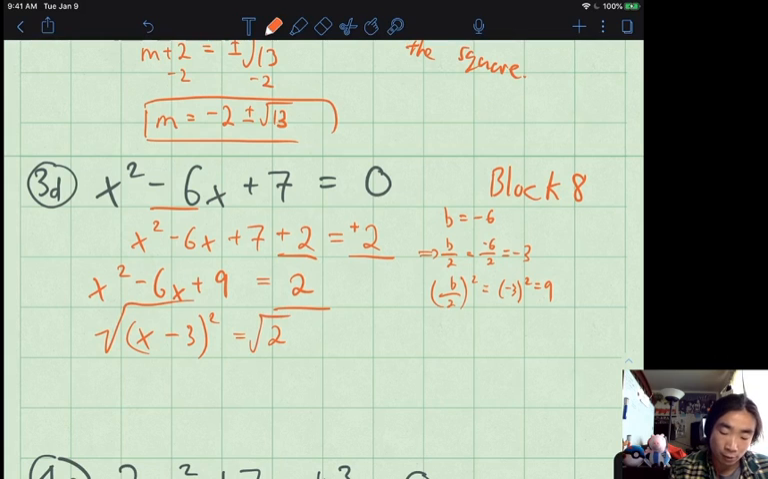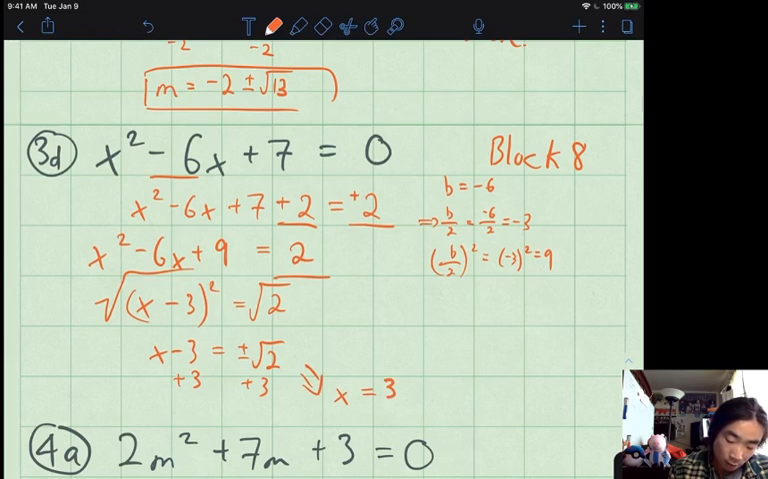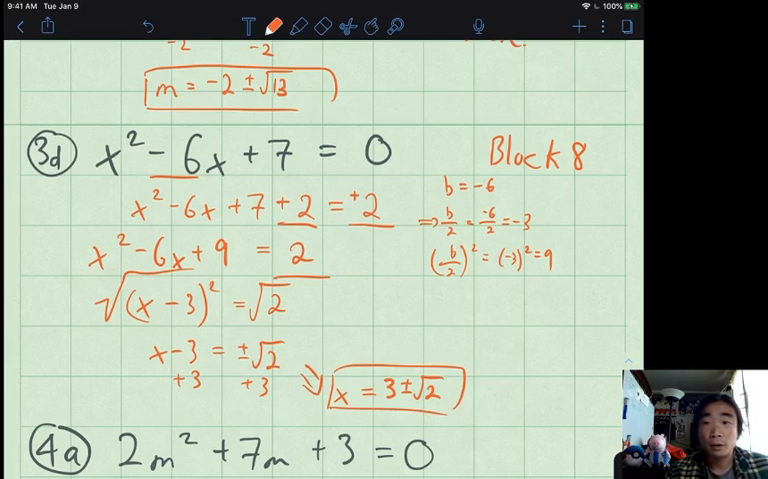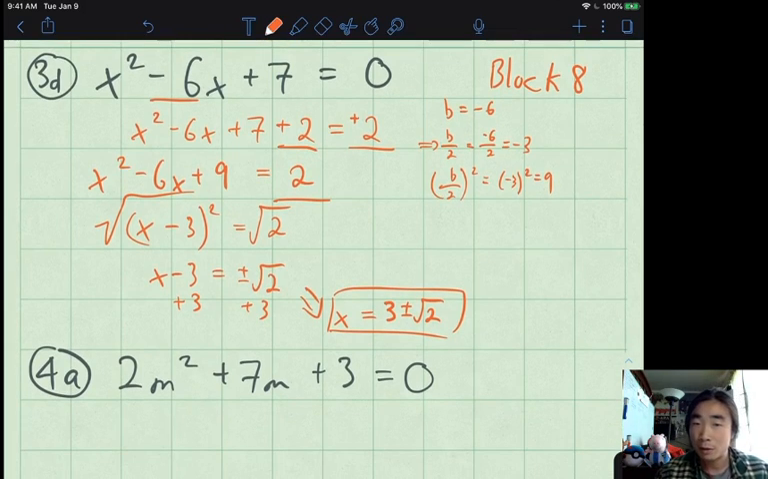Take the square root of both sides. X minus 3 equals plus or minus square root of 2. Add 3 to both sides. We get our final answer of x, 3 plus or minus root 2. Notice your bookwork, it says leave it in radical form. That means leave it like this. You don't have to turn it into a decimal. It's harder for me to check over your work if you turn it into a decimal. Leaving it in square root form or radical form, I can see if any mistakes happened, where they occurred.